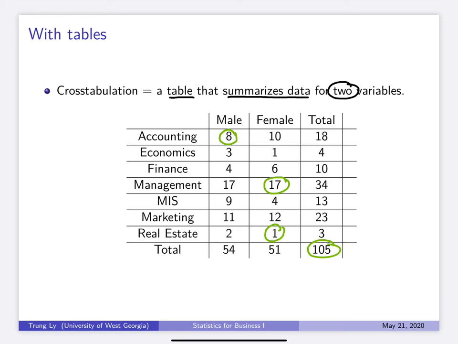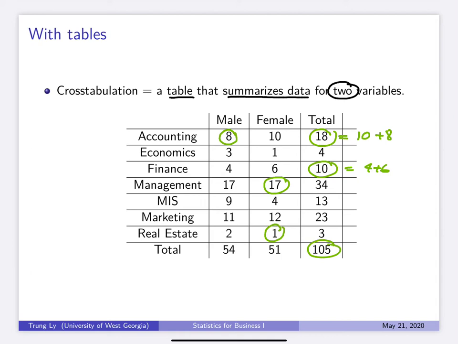If you add the numbers horizontally, you should get the total number of students by row. In other words, we have 18 students who are accounting majors. This is the sum of 10 and 8. We have 10 students who are finance majors. This is the sum of 4 and 6, right? And so on and so forth.